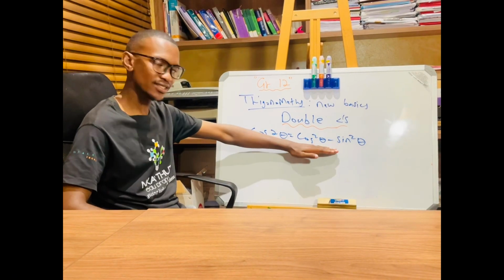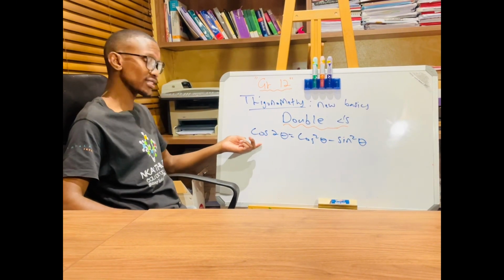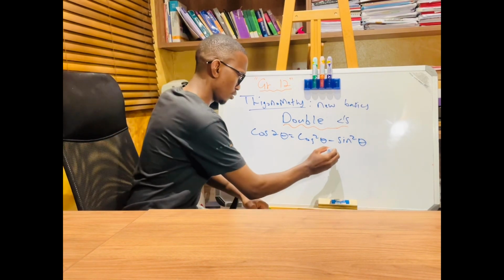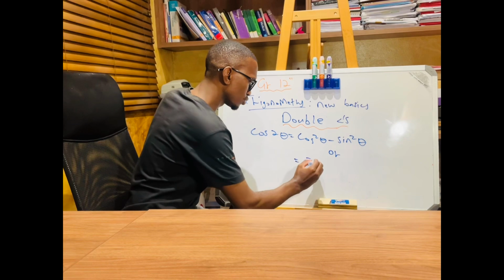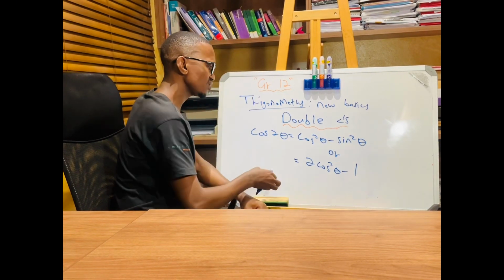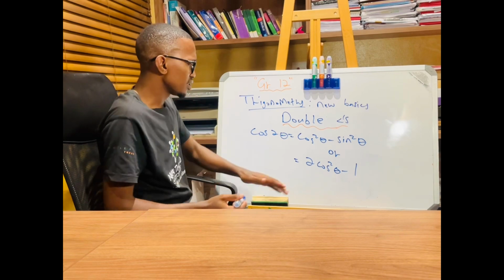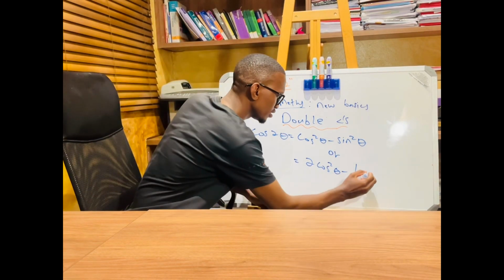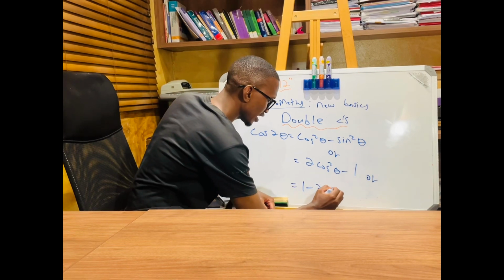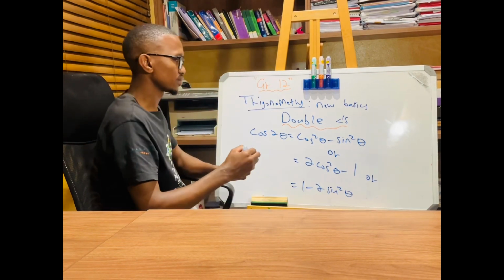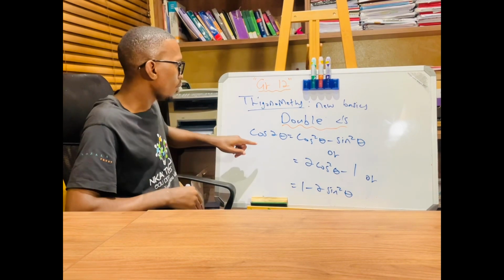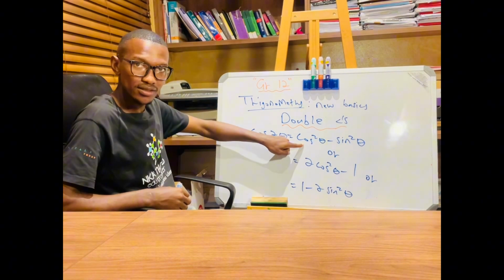So if it's like this, I can still write it like this. Or if it's like this, I can rewrite it like this. Another formula: this can also be written as 2 cos squared theta minus 1. Someone can say, no, I can still say the double angle equals 1 minus 2 sine squared theta. So the double angle of cos has 3 forms.